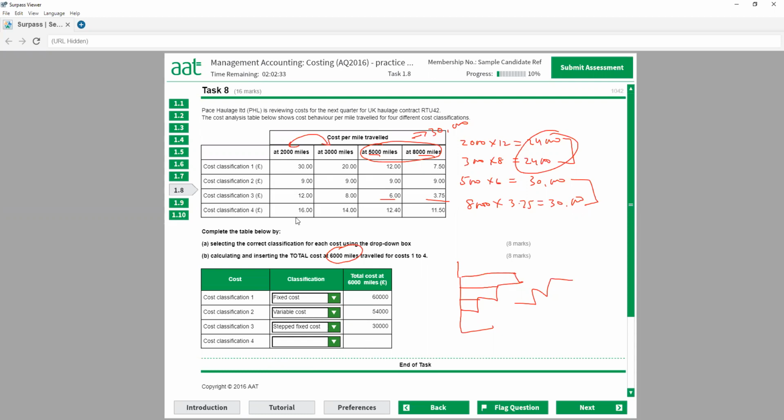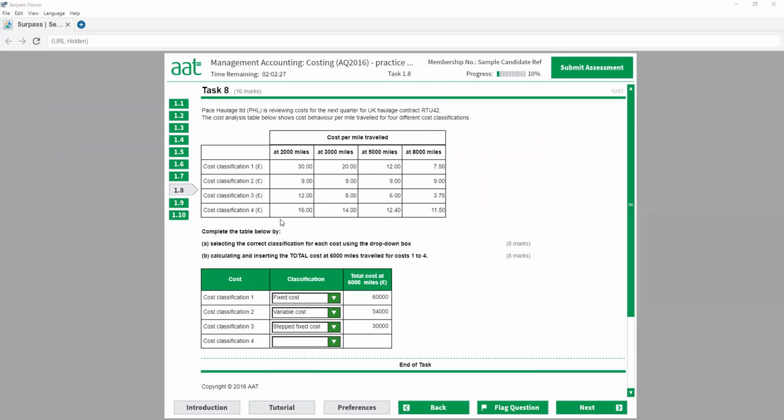And finally, the last one we have here. The last one we can see they are saying, in 2,000 miles, the cost per mile is 16, 3,000 miles 14, 5,000 miles 12.40, and 8,000 miles 11.50. So let's try to do some working. If it is 2,000 miles times 16, so it is 32,000.